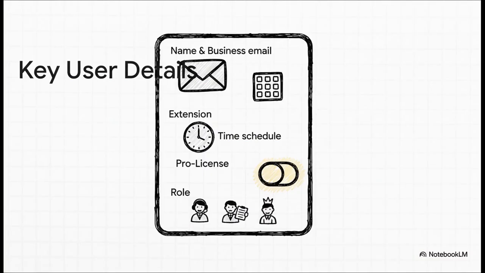So, when you're on the user form, there are a couple of things you absolutely have to get right. First, their business email and their extension number. Both of these have to be totally unique in the system. You can't reuse them. You'll also set their time schedule, when they're available for calls. And remember that pro license we talked about? You'll find that toggle under advanced settings right where you select their role as an admin, manager, or agent.